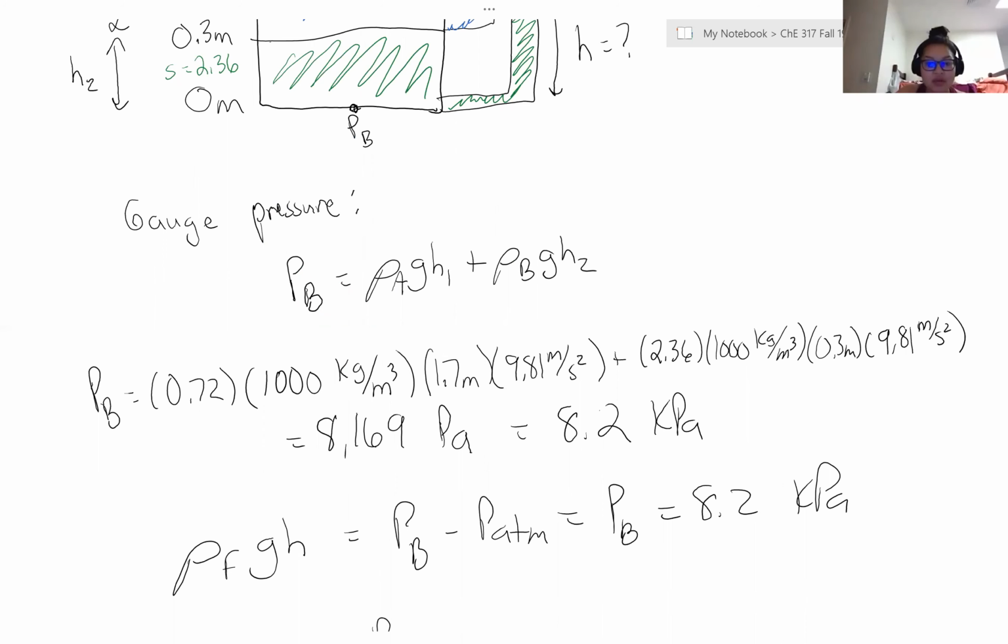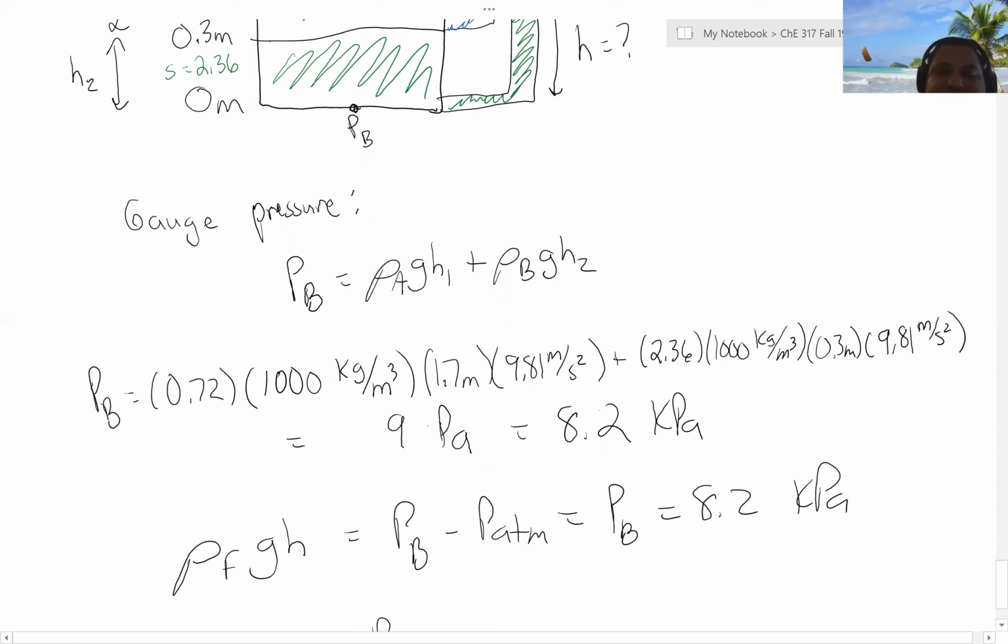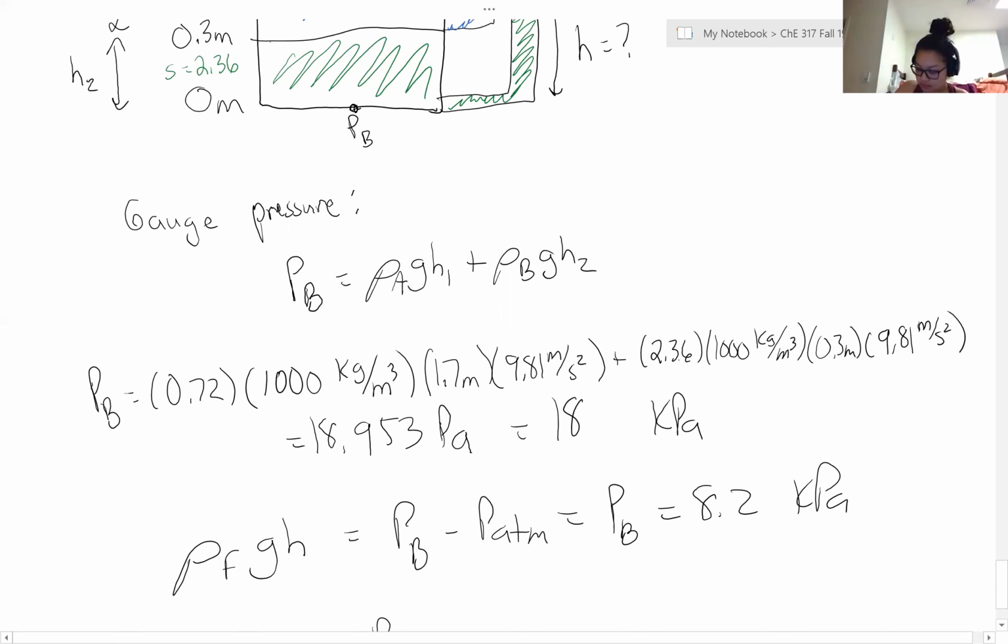I think I figured out where you were wrong. You forgot to multiply the rho A, or the liquid A, by 9.81, but you remembered 9.81 with the second one. That makes sense. So I apologize for that. Yeah, 18.95 kilopascal makes a lot more sense. The approach is the same. Let me just update my solution then.